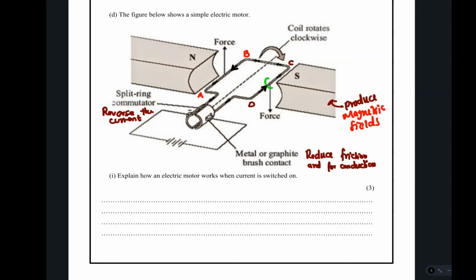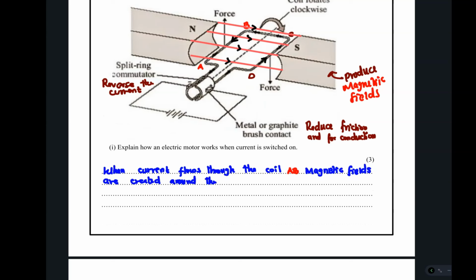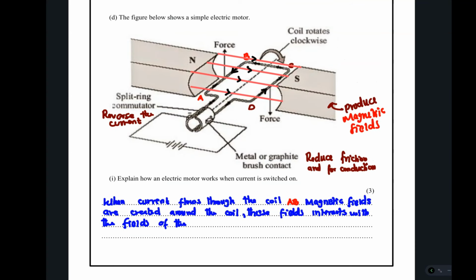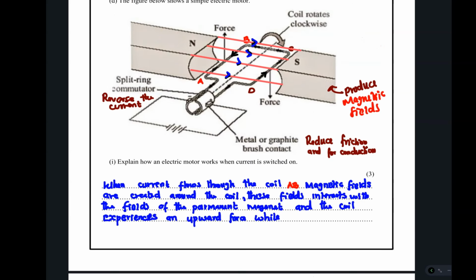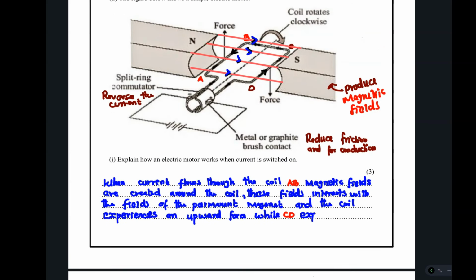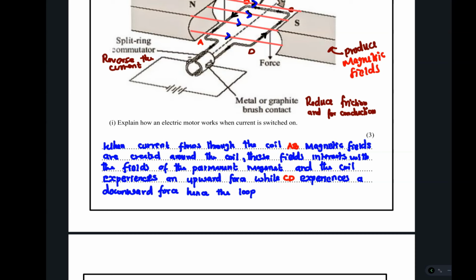When current flows through the coil, AB magnetic fields are created around it, and those magnetic fields interact with the magnetic fields of the permanent magnet. Hence, the part AB is going to experience an upward force, while CD is going to experience a downward force. Now we are going to have a rotational motion at the loop here.